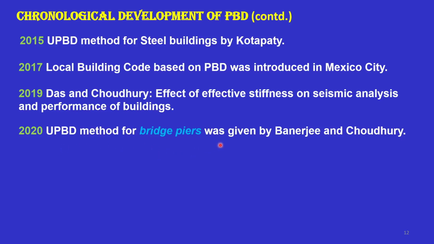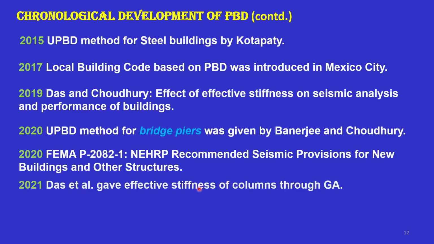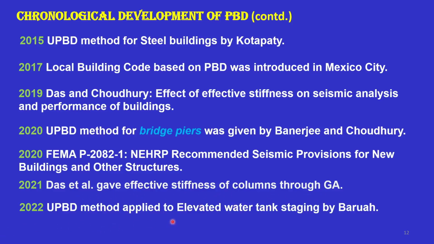2020, UPBD method for bridge piers was given. 2020, FEMA P-2082-1 NEHRP recommended seismic provisions for new buildings and other structures were introduced. 2021, Das et al. gave effective stiffness of columns through genetic algorithm. There is effective stiffness we have considered in our previous video. In RC buildings, the effective stiffness is different from the gross stiffness. So what should be the value of the effective stiffness? That study is made in this paper. 2022, UPBD method applied to elevated water tank staging.